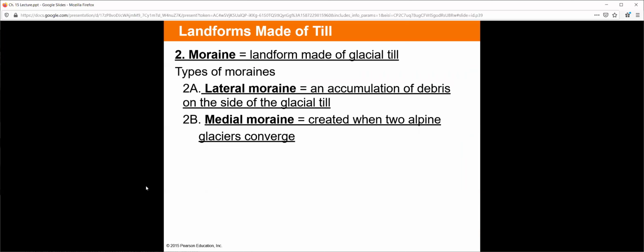Landforms made by till. Moraine is an example of a landform made by glacial till. You can get lateral and medial moraines. A lateral moraine comes from the accumulation of debris on the side of the glacier, and the medial moraine is created when two alpine glaciers converge.